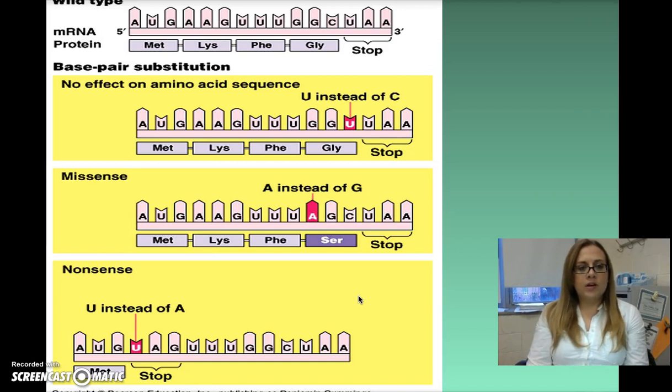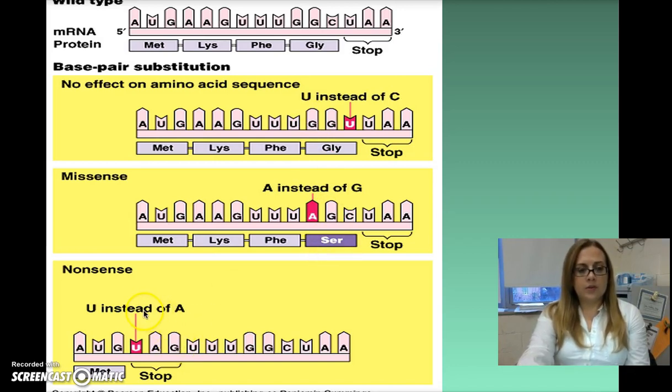So again, we are looking at base pair substitution. Here you have no effect on the amino acid sequence, so if you compare this to the wild type, you have a U instead of a C, but everything is still okay. With the missense here, you have an A instead of a G, so an A right here instead of a G up here, so you are going to be changing the amino acid, so it is a missense.